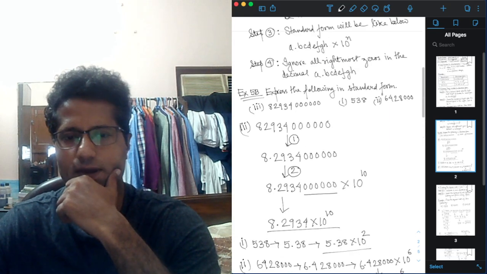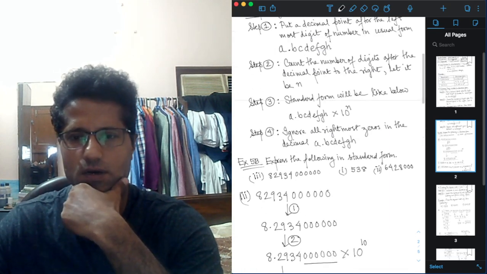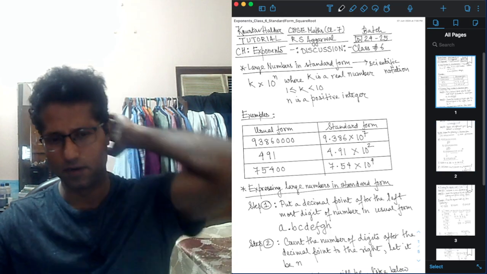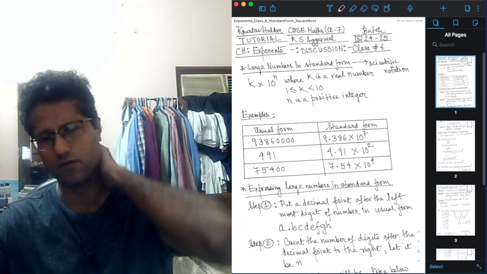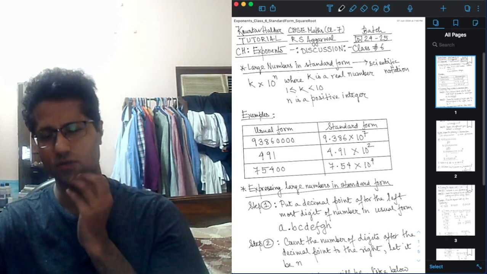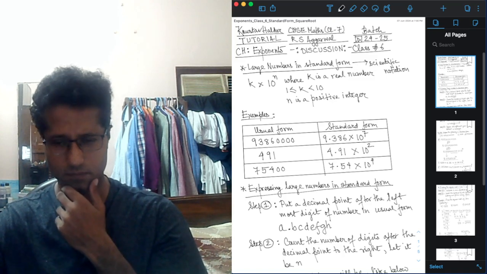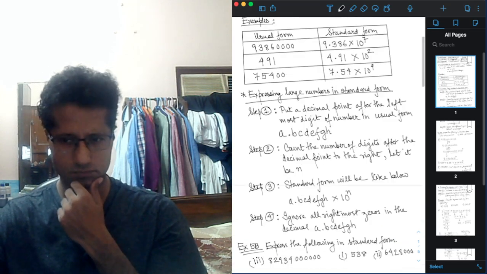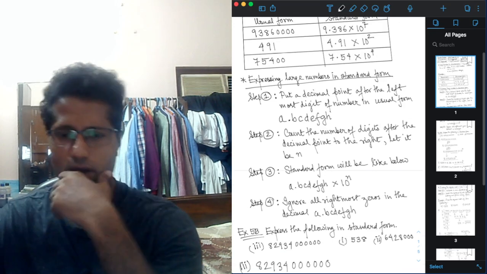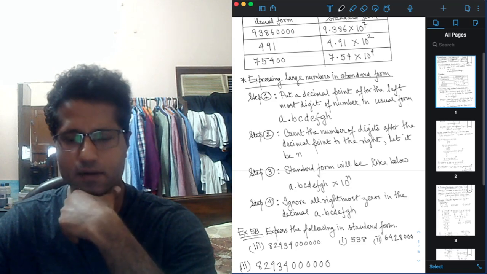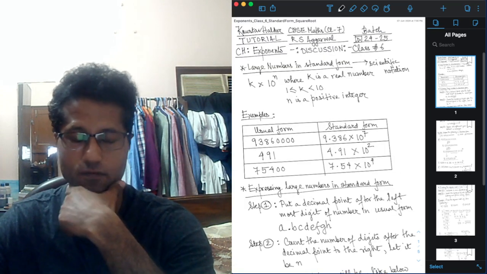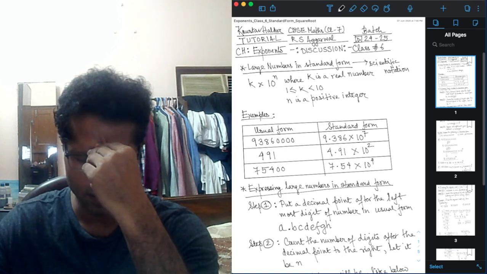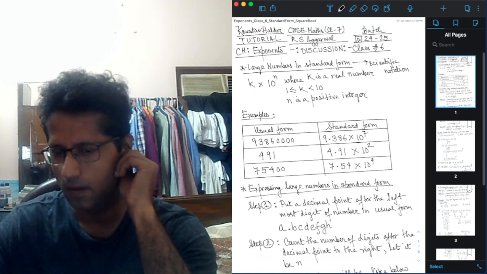We also discussed the standard form of a large number, k into 10 to the power n. Given a large number in the usual form, as you can see in the table, the first column is the number in usual form. We have to express that in the standard form, which is the second column. There are 4 steps involved that I discussed. I hope this video was beneficial, and it will help you understand the concept of large numbers in standard form, and how to express a given large number in standard form and find the square root of a number.